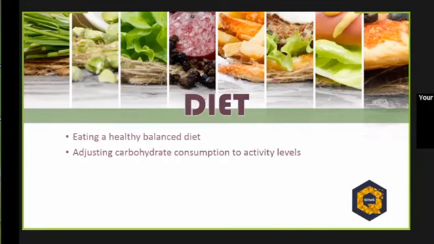Now, let's say person B also has type 2 or is pre-diabetic, but they go to the gym, for instance, on the weekend and walk their dogs. That person could eat 150 grams of carbs, maybe up to 180 grams of carbs, and they will still be okay because they are burning a lot of that excess glucose. So this is very important.